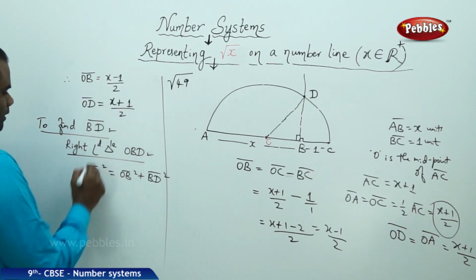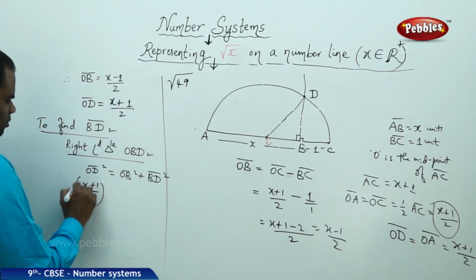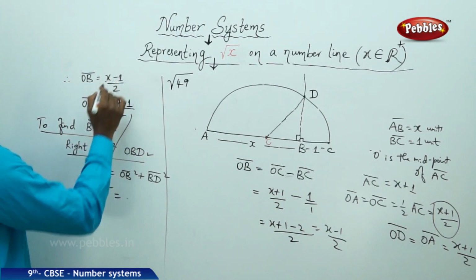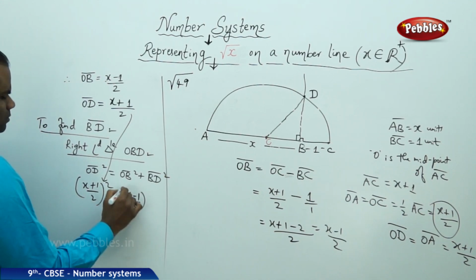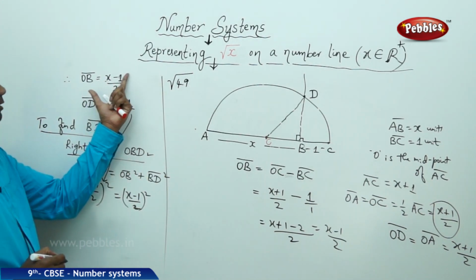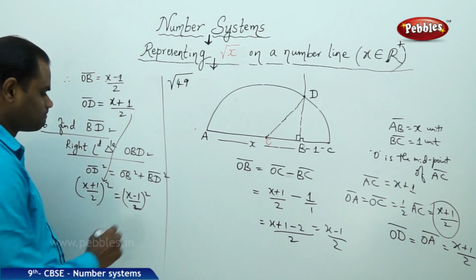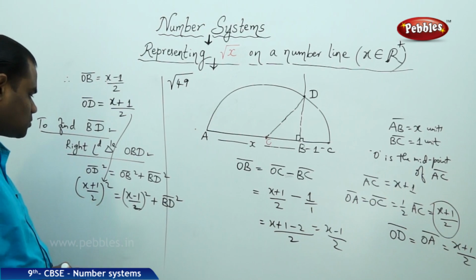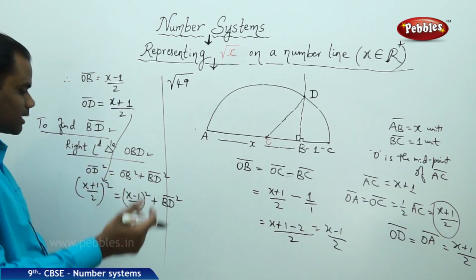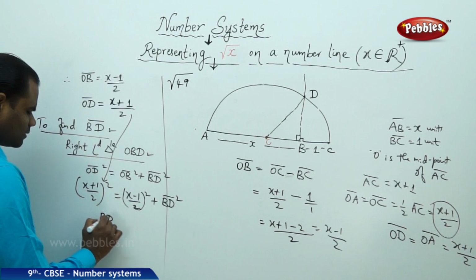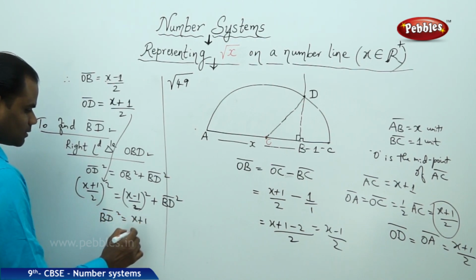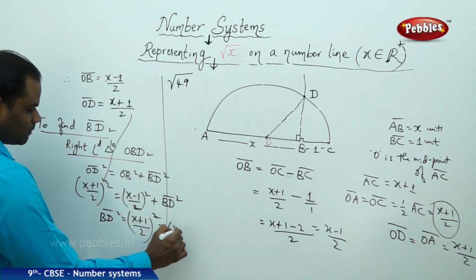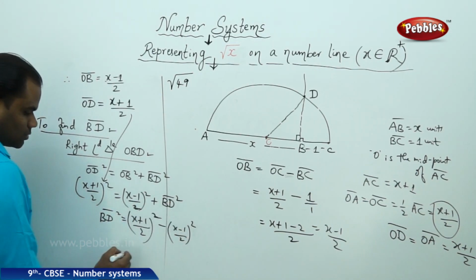Now, OD square is ((x plus 1) by 2) whole square, because I have OD substituted here. My OB is ((x minus 1) by 2) whole square, which on substitution gives me this, plus BD square. So I take BD square to the left and all the other terms to the right and simplify, so that I get BD square equals ((x plus 1) by 2) whole square minus ((x minus 1) by 2) whole square.